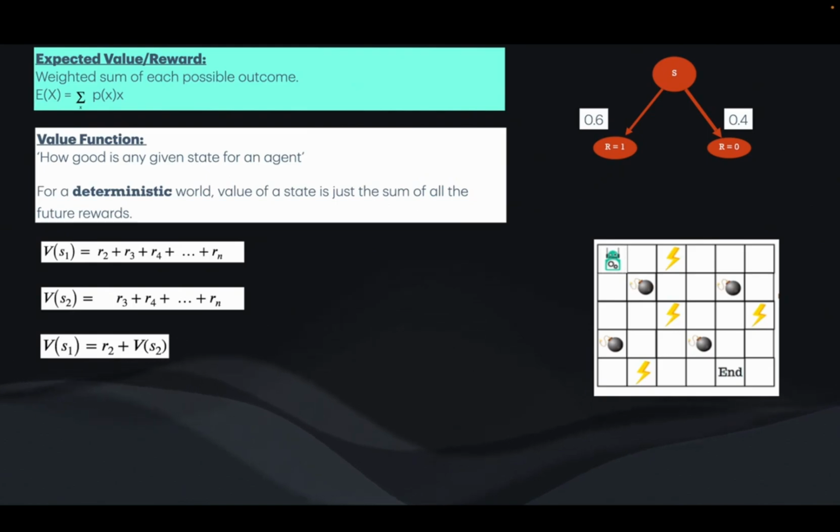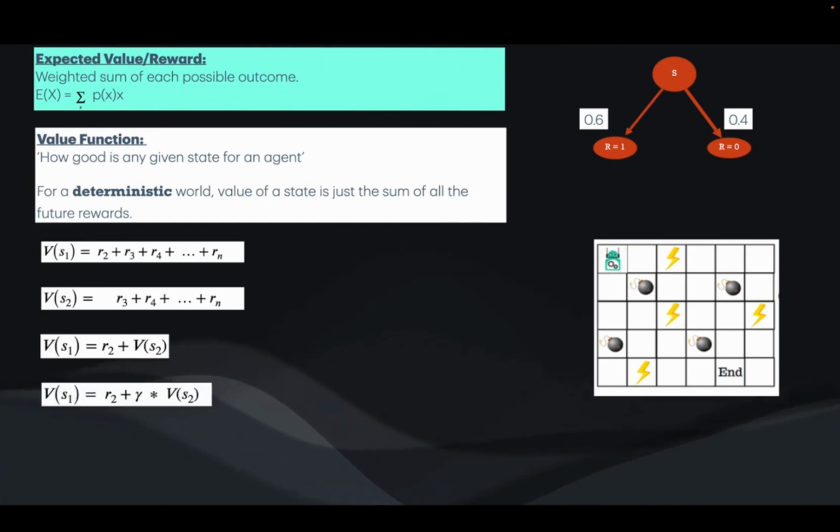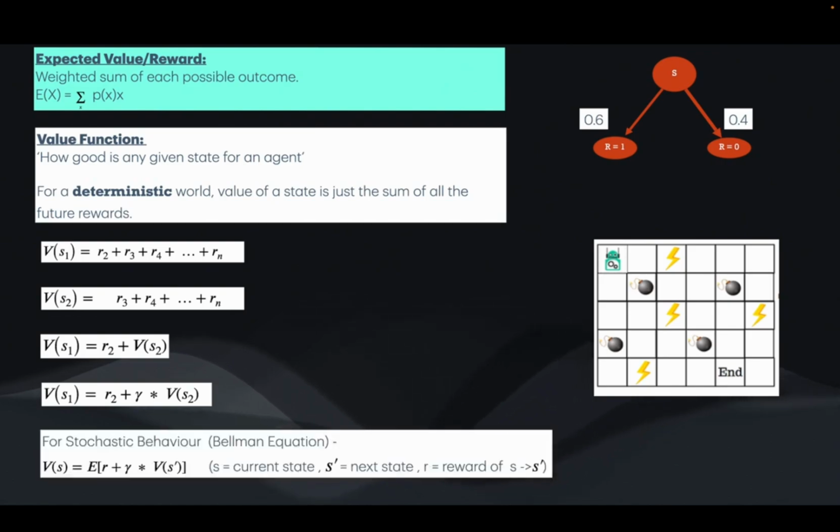So we can bring in a multiplying factor, which is a discount factor. As there are uncertainties in the future reward, it's always harder to predict the future than the next few rewards which are going to happen very soon. So we can bring in this discount factor and represent the value function like this. And for stochastic behavior, which we use the Bellman equation for, we cannot straight away sum all the future rewards, so we need to take the expected value of the future rewards, which I already talked about at the start of this slide.